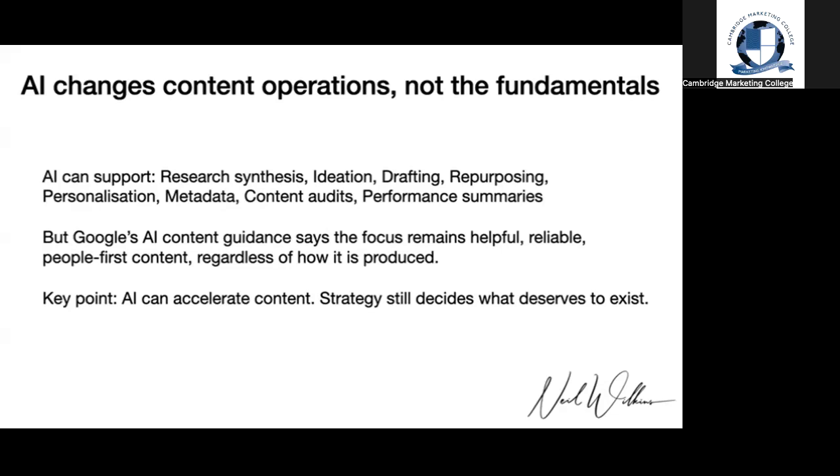These are the fundamentals. But AI can then support you with synthesizing the research, with creating maybe deeper ideas and thinking, obviously drafting, repurposing, and personalizing, and all the content audits and editing. We know it can do that. But think of it as supporting the operations rather than the overall strategy. So it can accelerate the rollout once you've briefed it on your thinking, but your human strategy still needs to decide what deserves to exist.